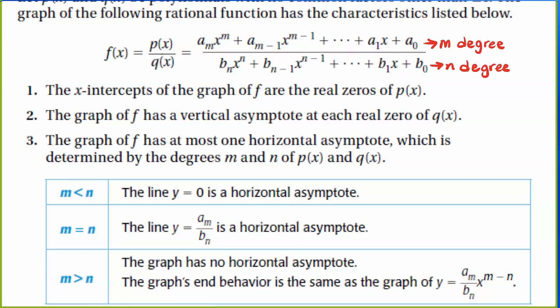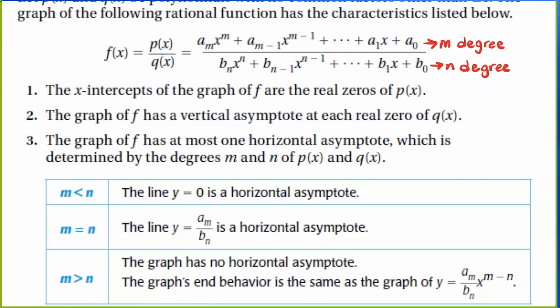The first one is that the x-intercepts of the graph of f are the real zeros of p of x. Okay, super cool piece of information. It is true, and I'm never going to ask that question. So number 1 is kind of a throwaway. I'm not going to focus on it in this class. It is true, but we're not going to worry about it.